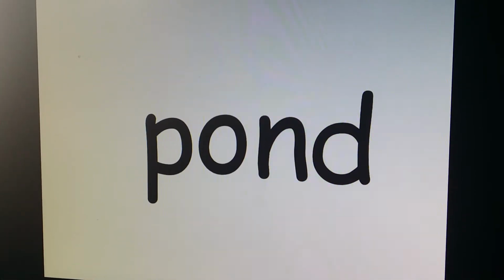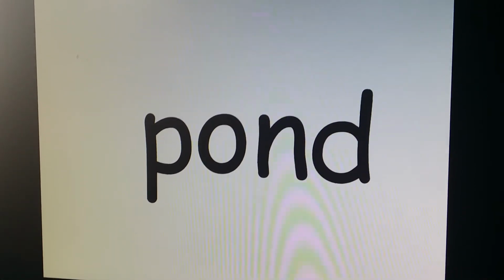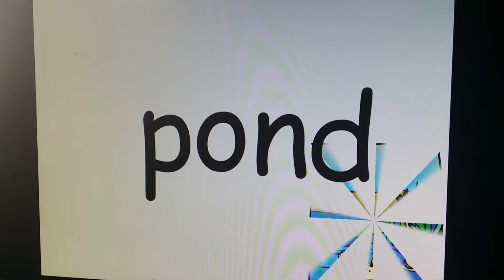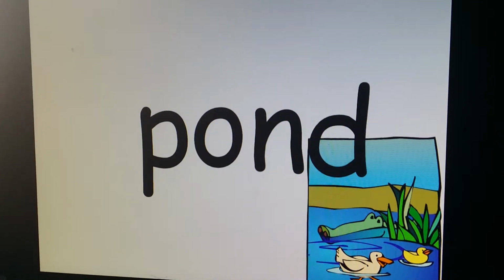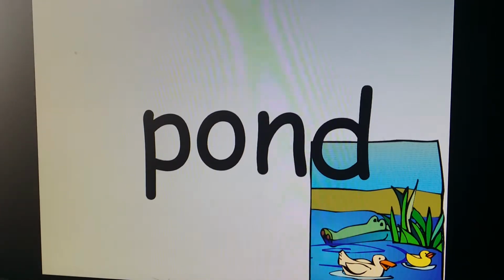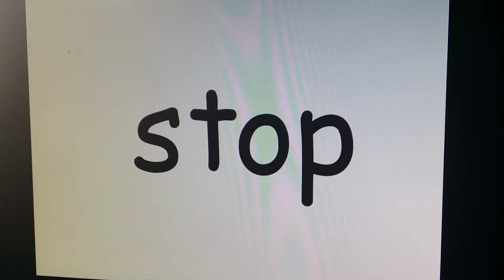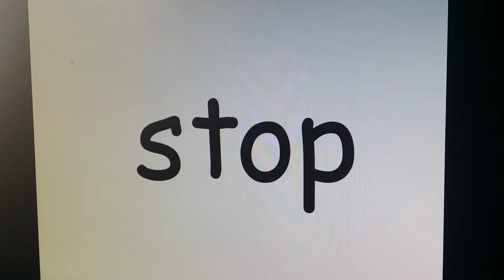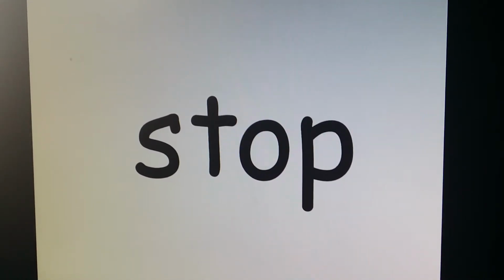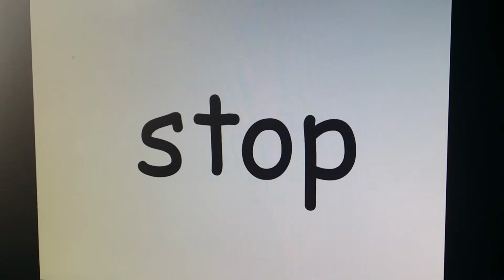Pond. And a pond is a small lake. Usually you can't put a motorboat in a pond. It's a small little pond. There's another word you probably don't even need to blend. Your brain has seen it so many times, it already knows that word says stop.